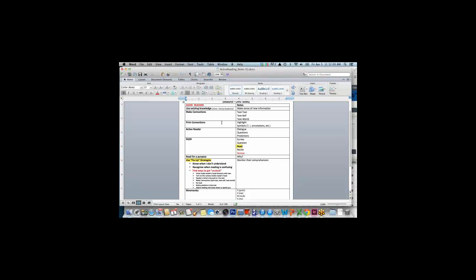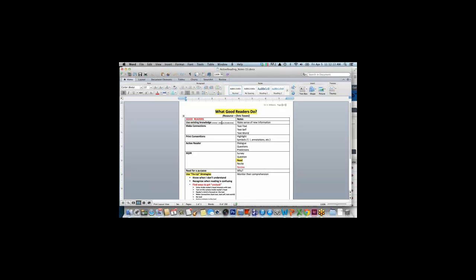Print conventions is another really good skill of what good readers do. And some of our students, I share with them, highlighting is a great tool, but I'm quite sure some of your students will probably highlight the entire page. So we go through and find out what's meaningful, every time we read for a purpose.